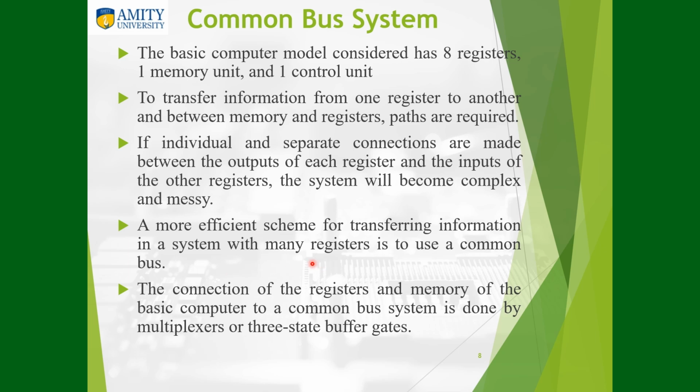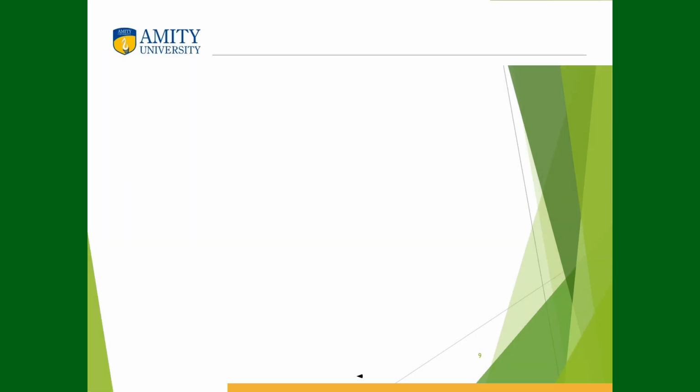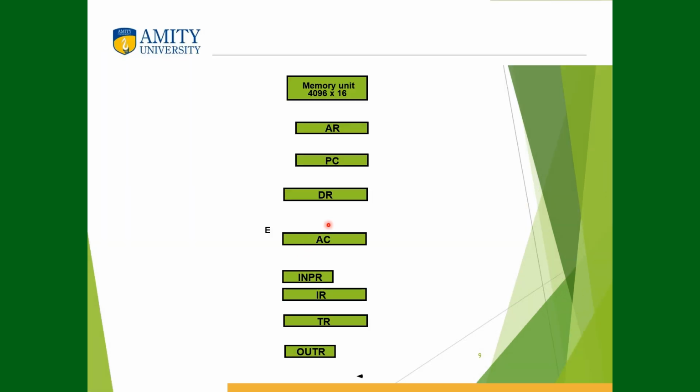because a common bus system becomes a common line for all registers. It's just one line that connects every single register together. The connections of the registers and the memory of the basic computer to the common bus are done by multiplexers or 3-state buffer gates. We studied this in module 1 as well. We will be using either one of these, and first we will study the basic structure of the bus system.